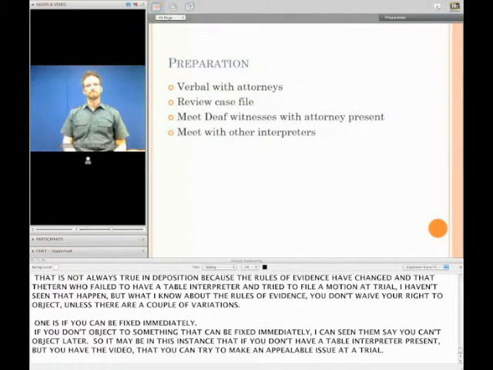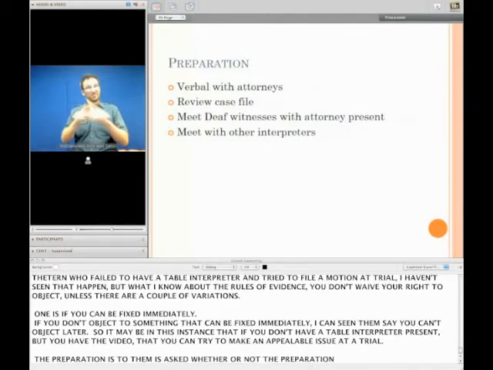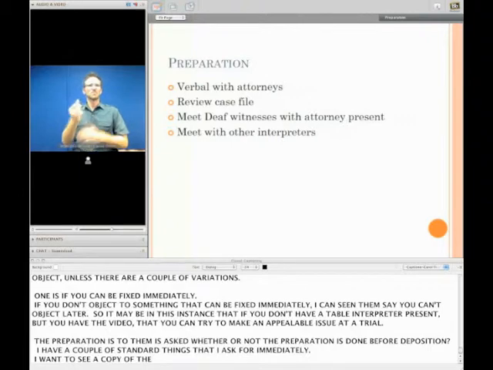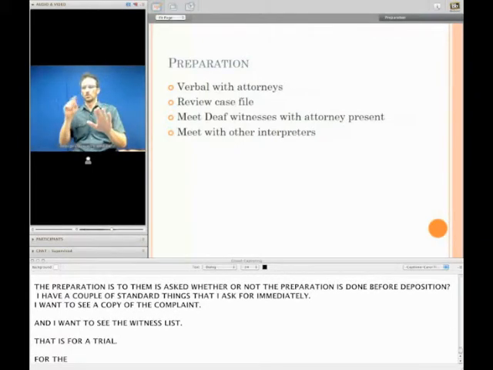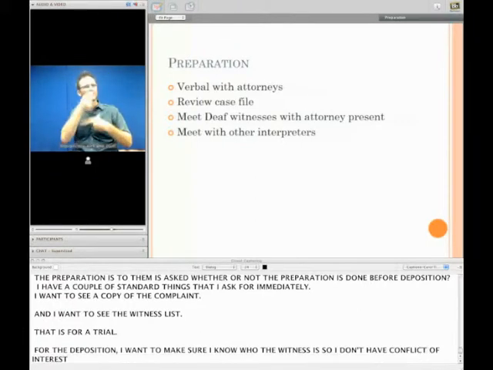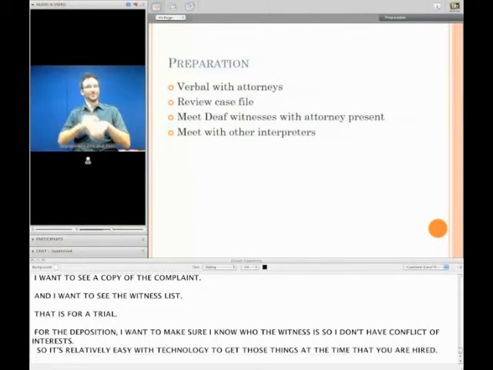Suzanne has asked whether or not the preparation is done on the same day as the deposition, like half hour before. When I'm hired for a deposition, I have a couple of standard things that I ask for immediately. I want to see a copy of the complaint, and I want to see the witness list. That's for a trial. For a deposition, I want to know who the witness is to make sure I don't have any conflicts of interest. So it's relatively easy these days with technology to get those things at the time that you're hired. So I do start well before the day of the deposition.